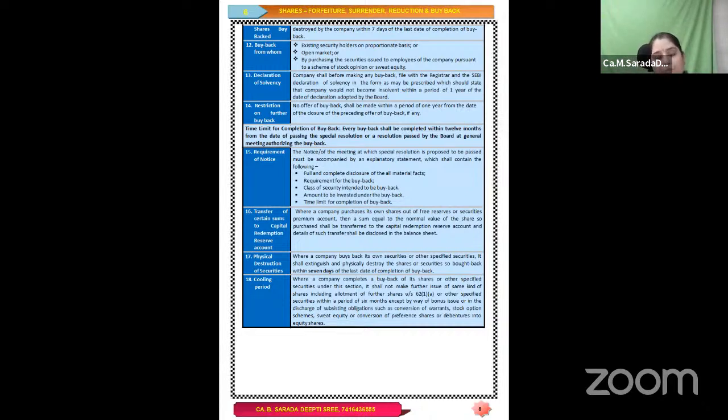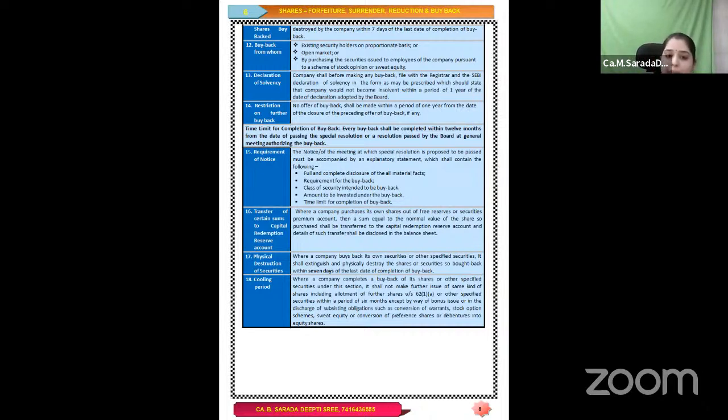Okay, ma'am, suppose the company has made any default in filing the annual returns, in repayment of deposits, or in paying the statutory payments. In such cases the company cannot go for a buyback. Immediately the company should correct its default, and after correcting its defaults, the company should wait for 3 years before going for the buyback.